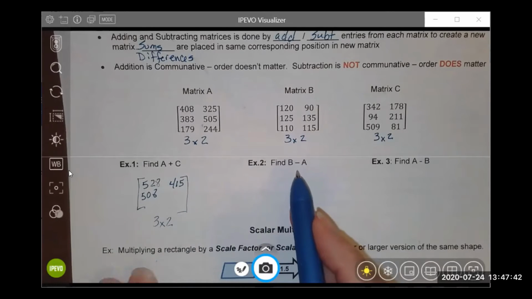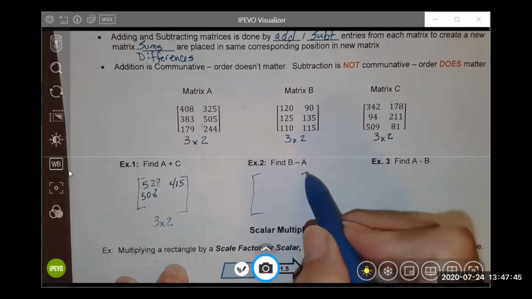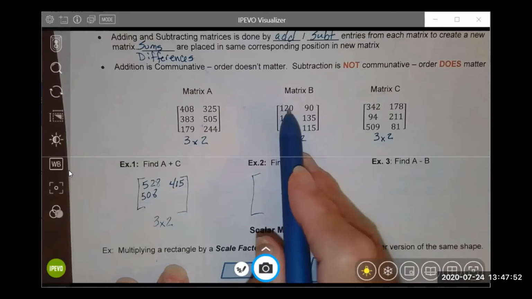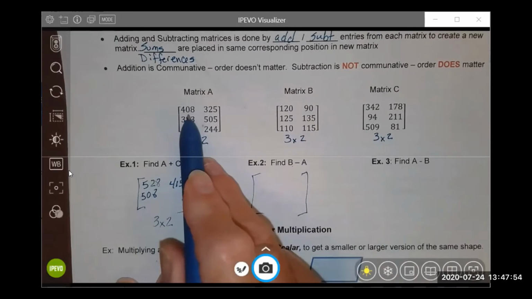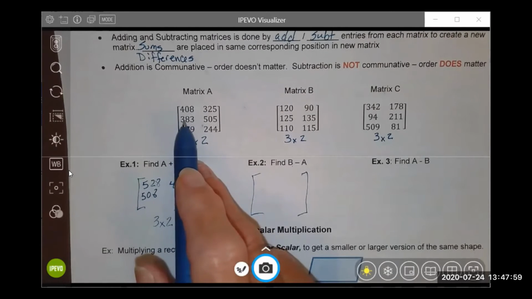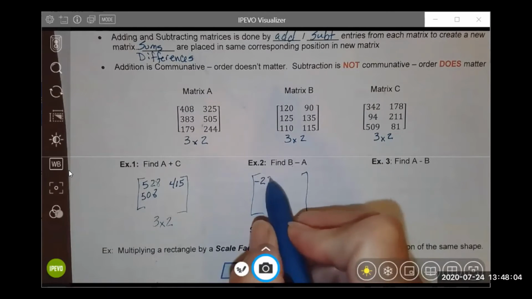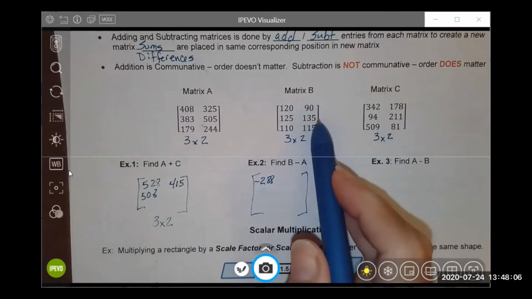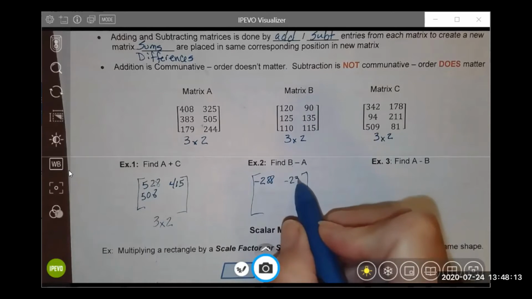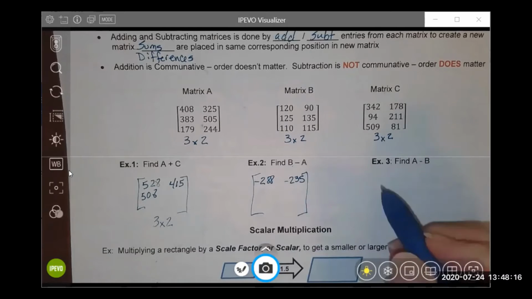Subtraction works the same way, the same concept, but order totally matters. So to subtract, I start with B and I subtract an A value. So I would start with 120 and subtract 408. And for that particular calculation, I'm not going to rely on my brain. I'm going to tell you that it's 288. I do the same thing for the next entry. 90 minus 325 would give me negative 235, and so on and so forth.